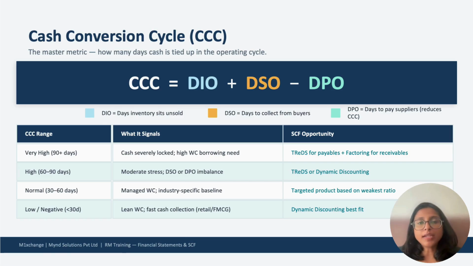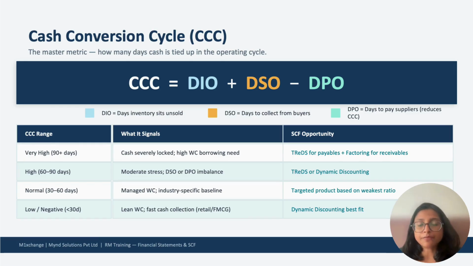So if any number is greater than 90 days, so if my cash is stuck for 90 days, then the company has a high need for working capital borrowing. Okay. So you can pitch the entire SCF program to the company, on both their supplier side and the buyer side. Okay. So you can pitch them trade payables as well as factoring for their receivables. Okay. Now, anything between 60 to 90 is a moderate stress. The CCC, if your cash conversion cycle is between 60 to 90, that will be a moderate stress.